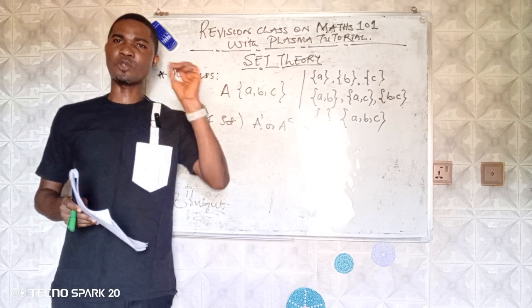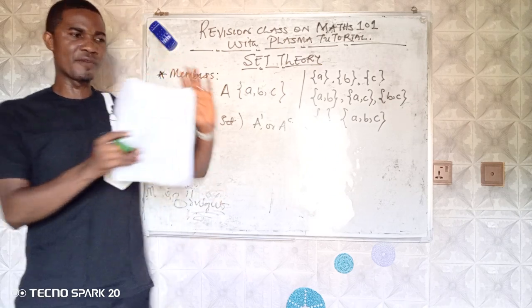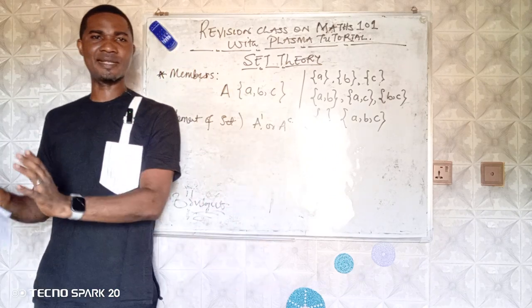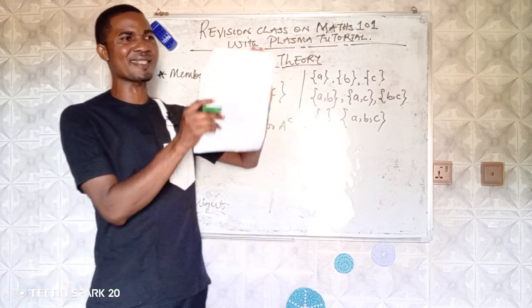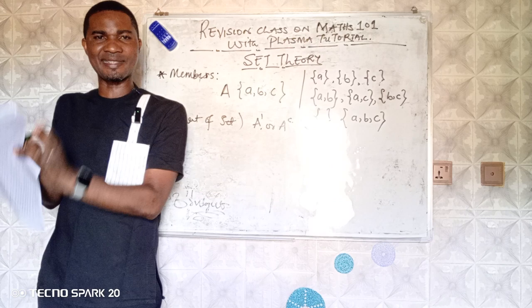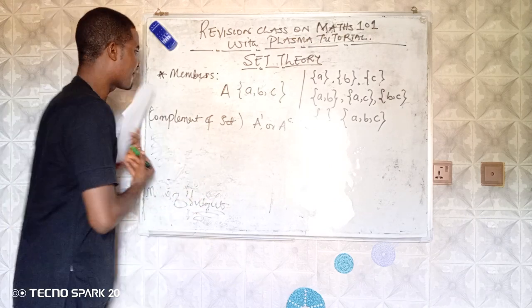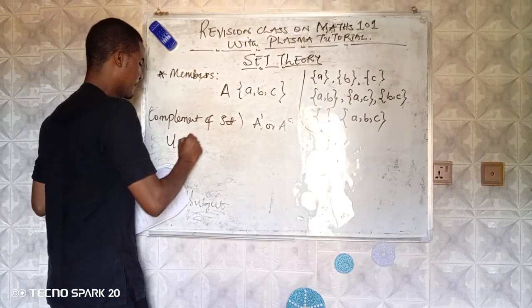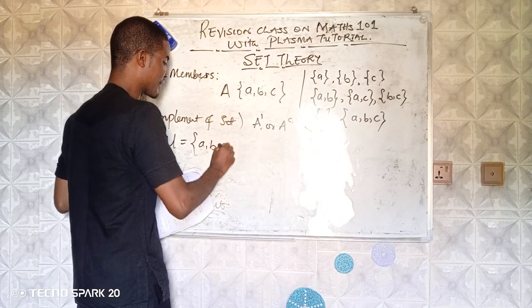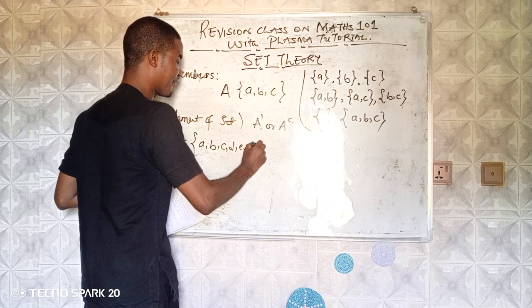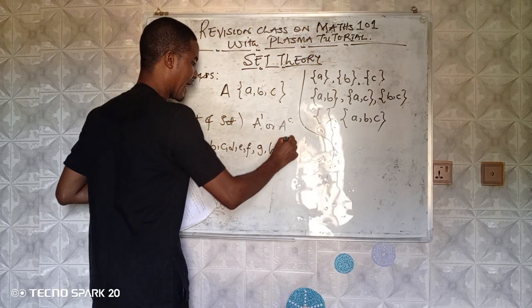Now, what is a complement of a set? You have a universal set and you have a set. The complement of that set are all the elements that belong to the universal set, but they are not found in the set itself. Example, if I have a universal set, U, to be A, B, C, D, E, F, G, H, I.